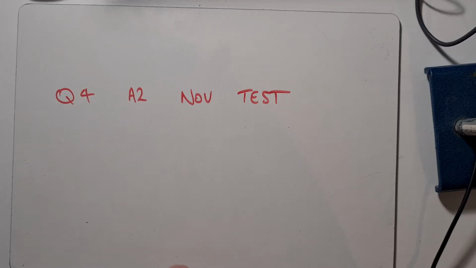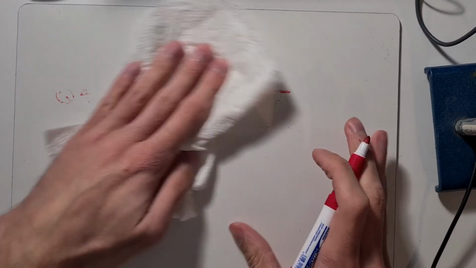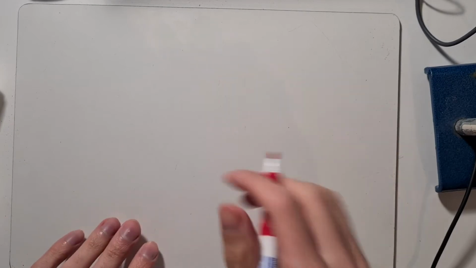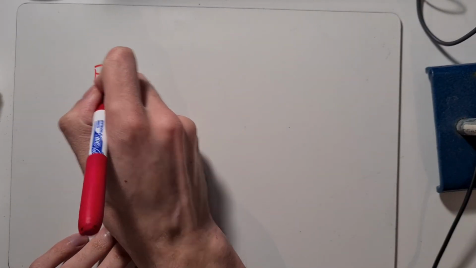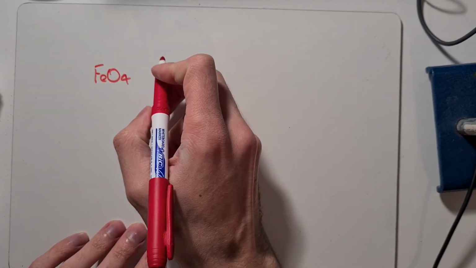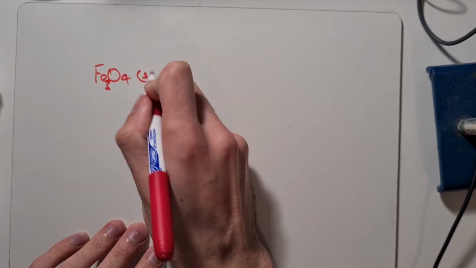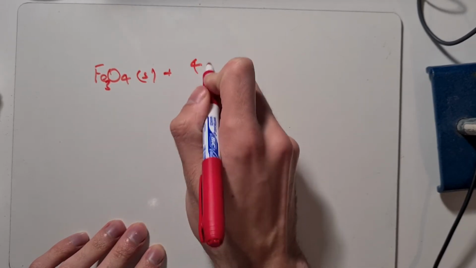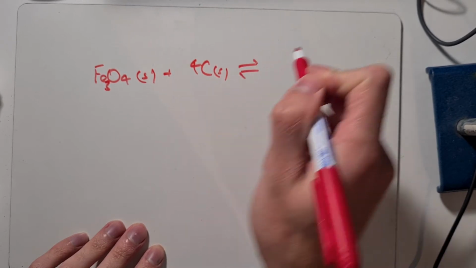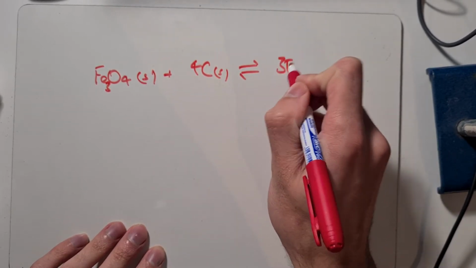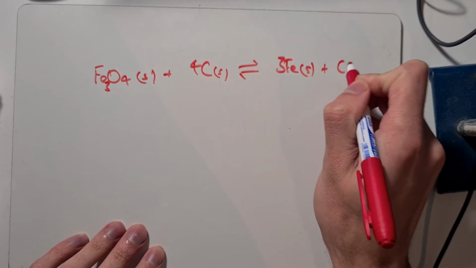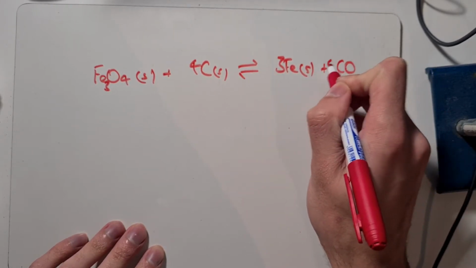Hi, this video is going to go through question 4 of the November test. So 4A starts with a reaction where we've got iron oxide reacting with carbon to form iron and carbon monoxide. So Fe3O4 solid plus 4 carbon solid goes to 3Fe solid plus 4 carbon monoxide gas.